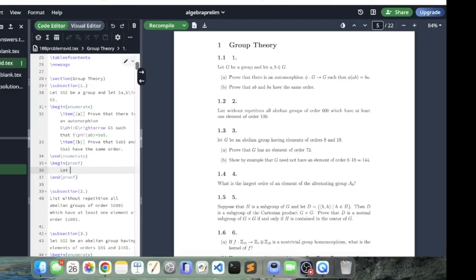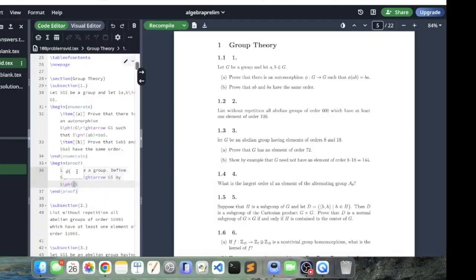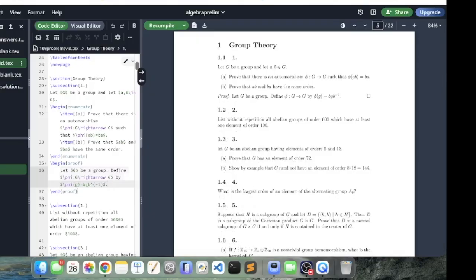Okay, so we want to first let G be a group, and we want to define some map from G to G. So it's an automorphism by phi of g is equal to B g B inverse. Okay, and we can kind of test it in our head and see if that works. If I put an A in there, we'd get a B on the left and a B inverse on the right, and the B and B inverse would cancel out. So this is definitely the map we want.